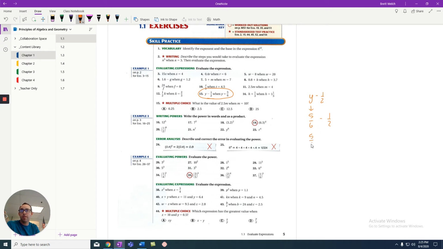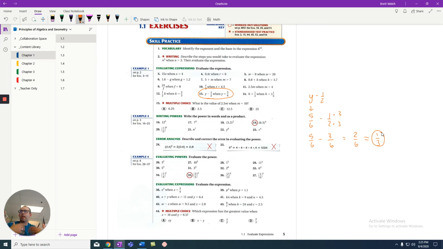So I would keep the 5 over 6. But I would have to times the top and bottom of this fraction by 3 to maintain the concept of a half, which would be 3 over 6. And now when I have 5/6 minus 3/6, I would get 2/6, which we know reduces by dividing both by 2 to make 1/3. And that would be our best simplified answer for number 13.